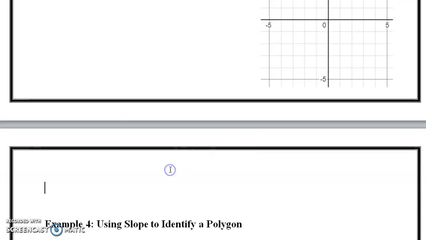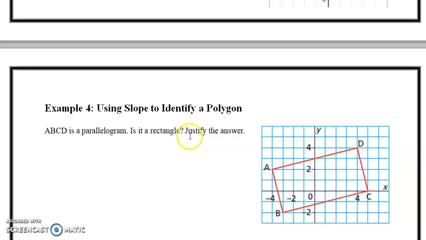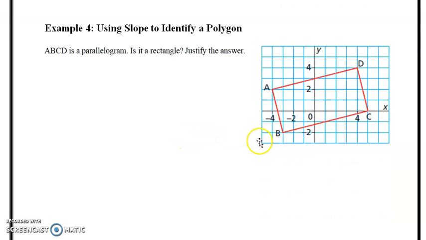Let's look at the final example for 6.2. It's using slope to identify a polygon. So in this question it says ABCD is a parallelogram. Is it a rectangle? Justify your answer. So a parallelogram tells you that the lines AB and DC are parallel, and AD and BC are parallel.